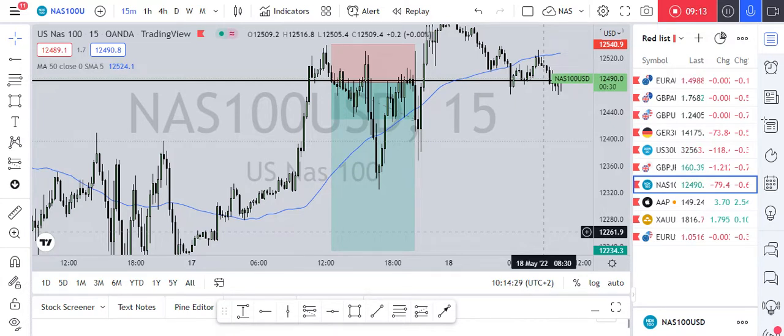I'm up on my FTMO account. It's only my second day. This is my third day, but it's only been like 2 days trading. My third day, I'm just pacing it. So that's my FTMO challenge. That's basically what happened yesterday.